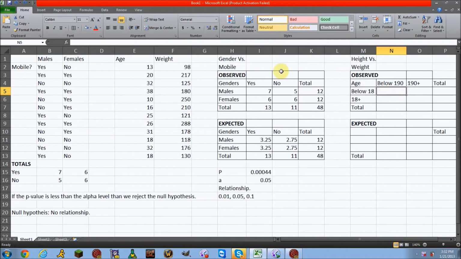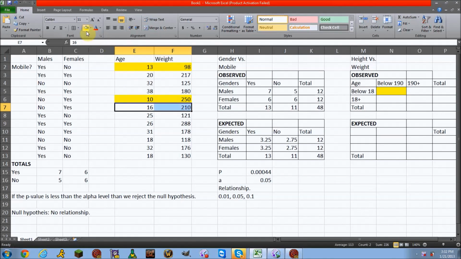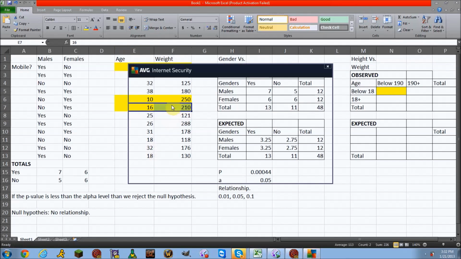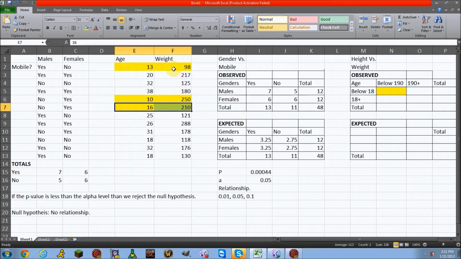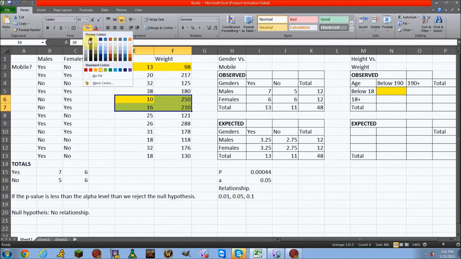So what I'm going to do is color code this. I'm going to make this yellow, and I'm going to highlight all the below 18s. Any other ones? No. Okay. Now we're looking for below 190 pounds, which would be just one, I think. Yeah, just this one. Okay, so that's it. We just have one.